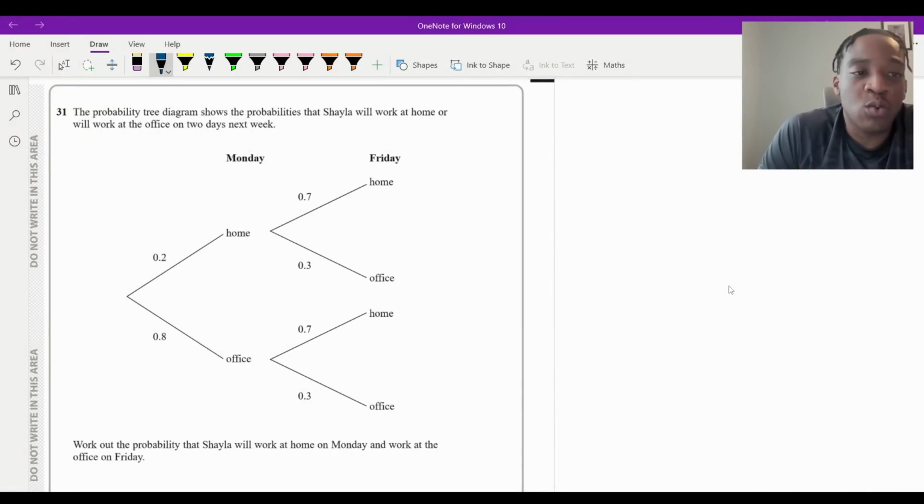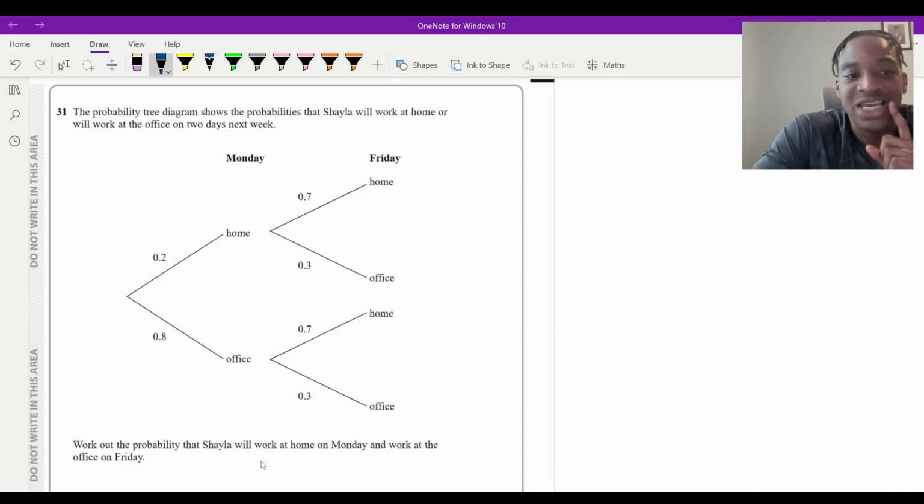Okay, so question 31 says the probability tree diagram shows the probabilities that Shayla will work at home or will work at the office on 2 days next week, Monday and Friday. And they've given us the probabilities, right? So the probability that she will work at home on a Monday is 0.2, in the office 0.8, and so on and so forth, right? On Friday, working from home would be 0.7, working in the office would be 0.3. Okay. Now, the question says we need to work out the probability that Shayla will work at home on Monday and work at the office on Friday.